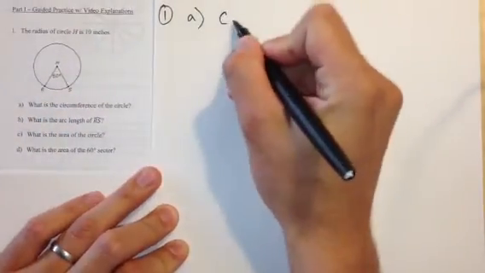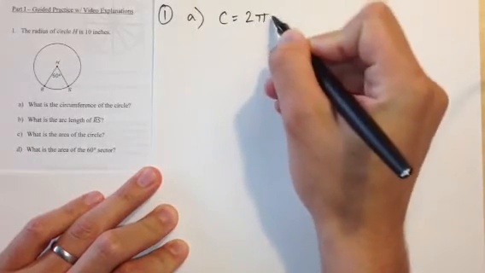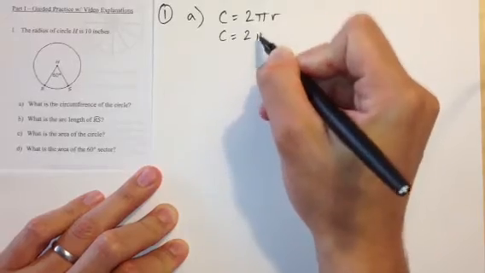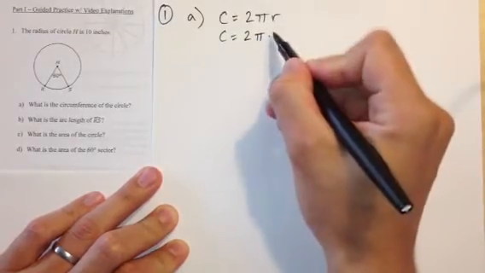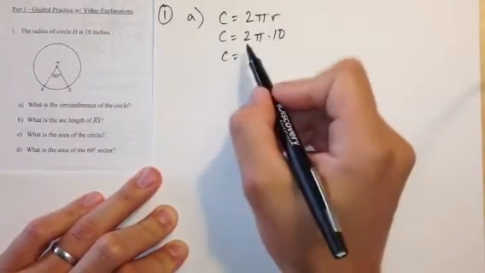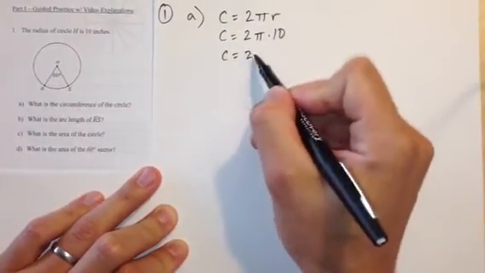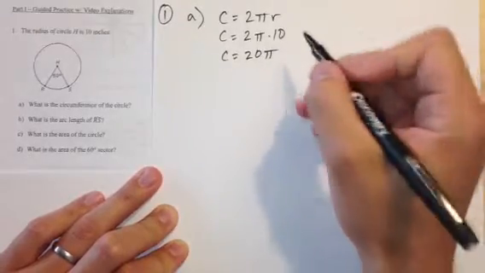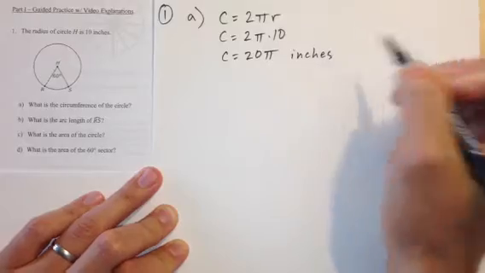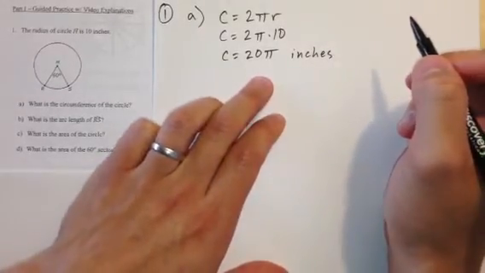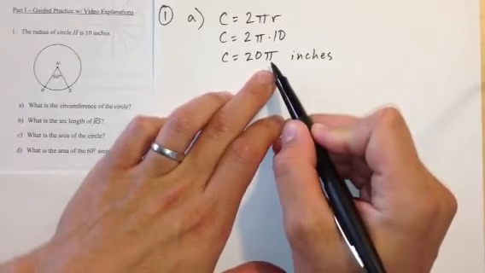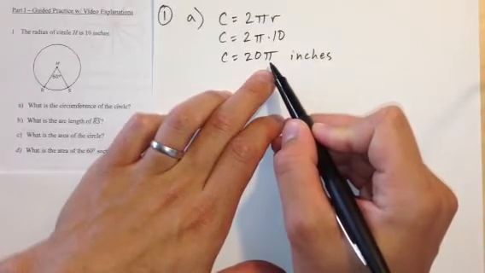So C equals 2 pi r, circumference equals 2 times pi times the radius we know is 10. C equals 2 times 10 is 20 pi. So my circumference is 20 pi inches. And if you notice, sometimes for ease, we like to keep our answer in terms of pi, which means we have it just in the answer.